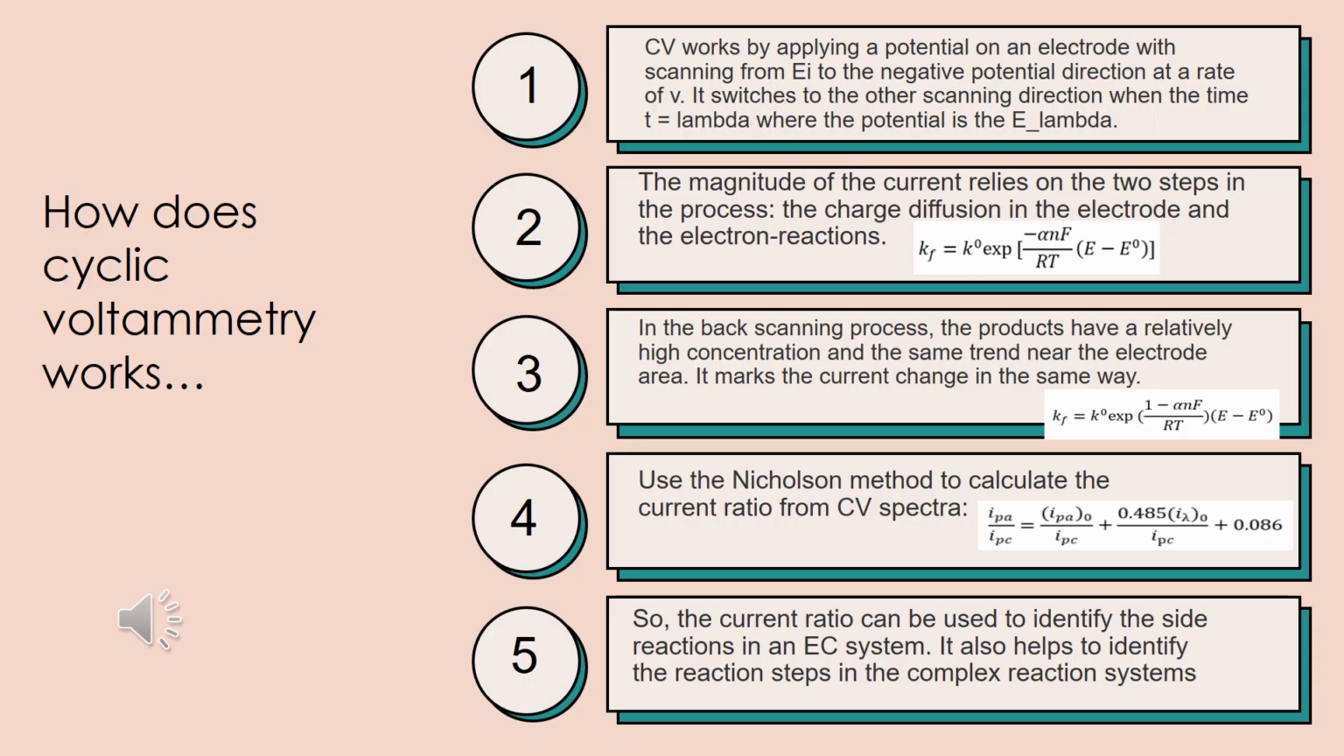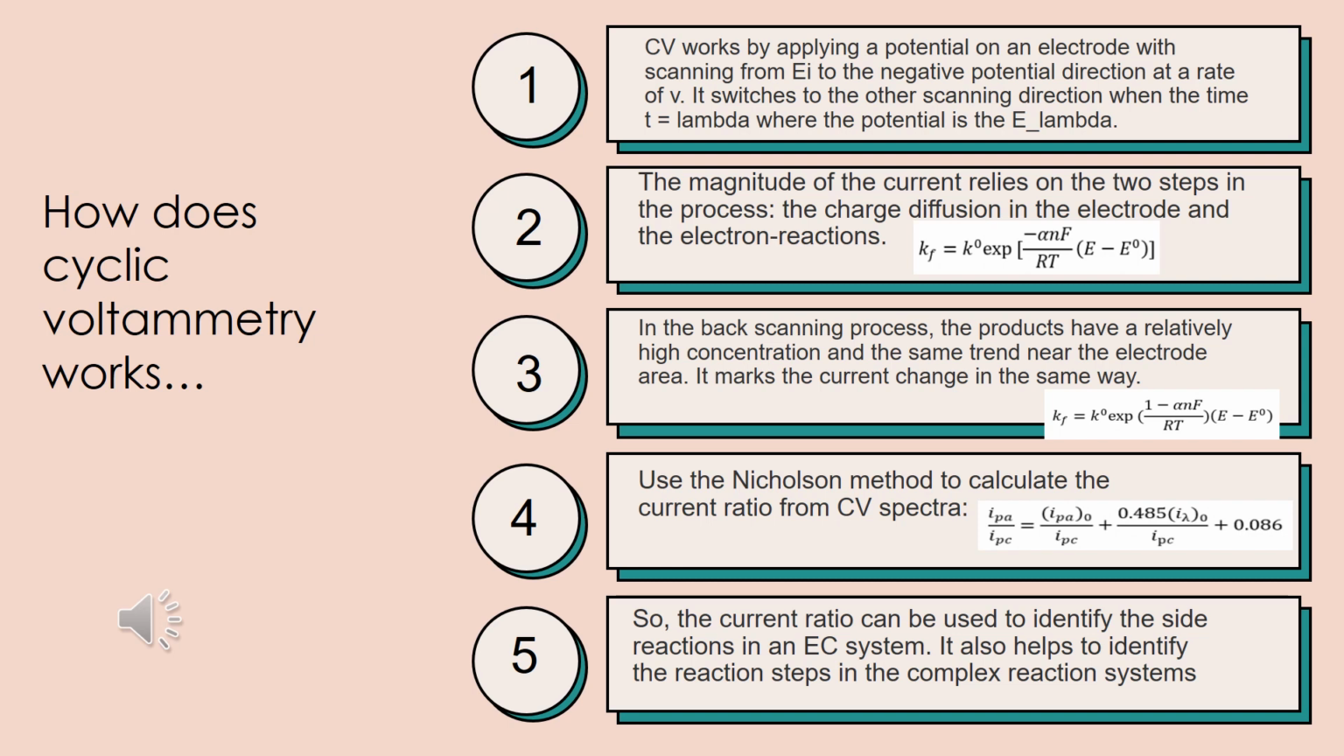Then we go to how cyclic voltammetry works. Firstly, cyclic voltammetry works by applying a potential on an electrode, scanning from E_i in the negative potential direction at a rate of v. It switches to the other scanning direction when the time is equal to lambda, where the potential is E_lambda, and keeps scanning back to the original potential at the same rate.